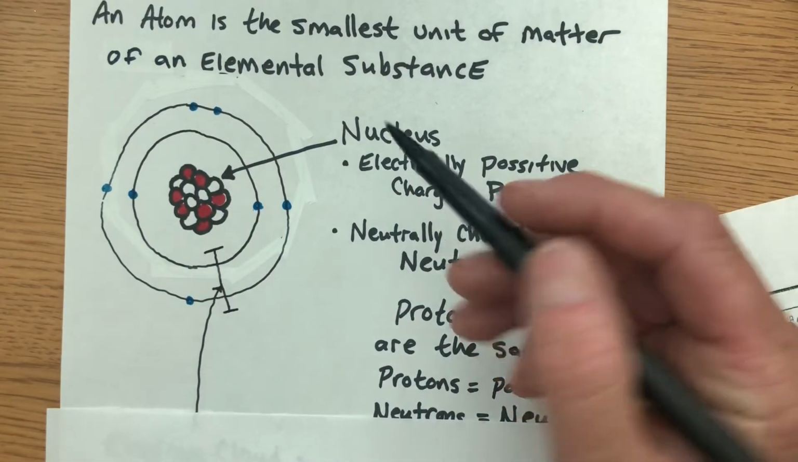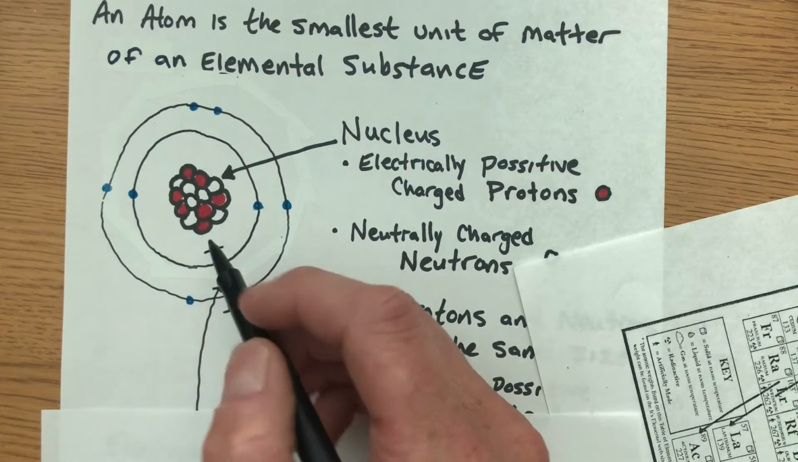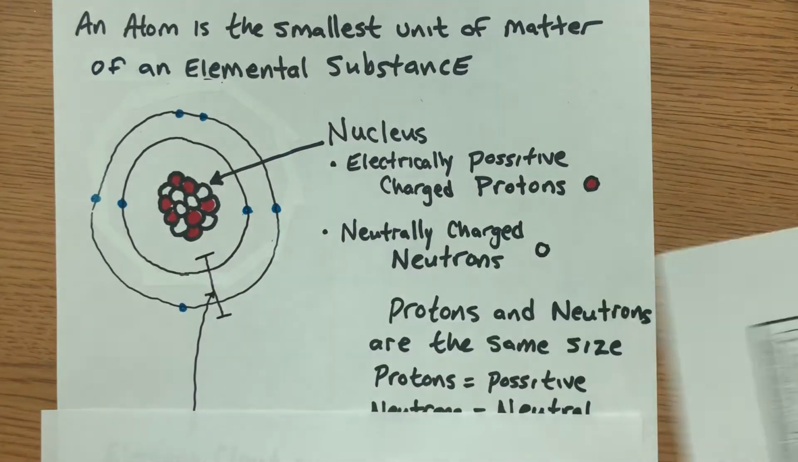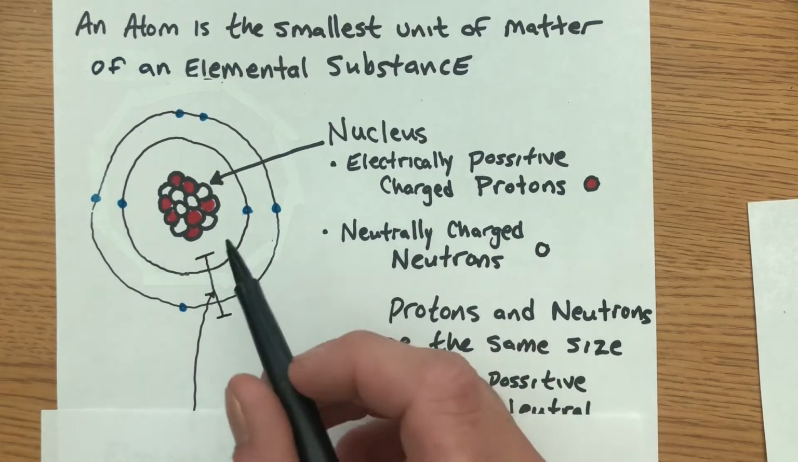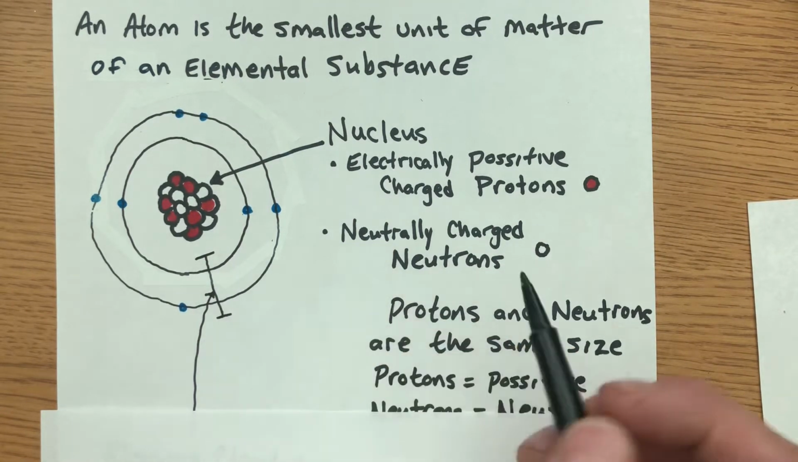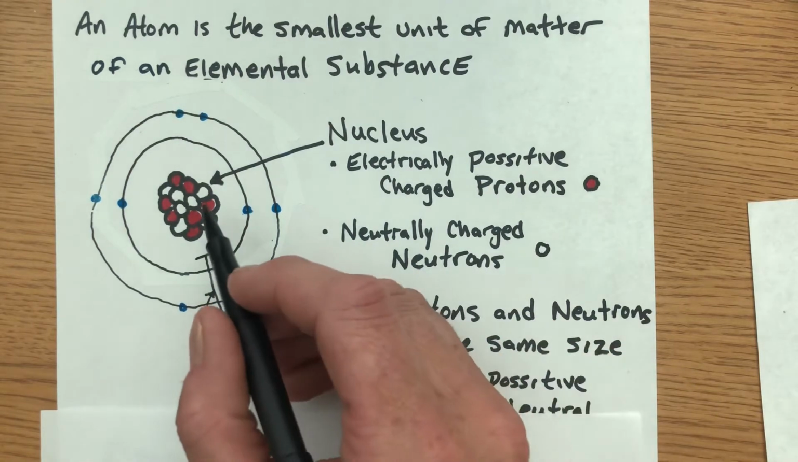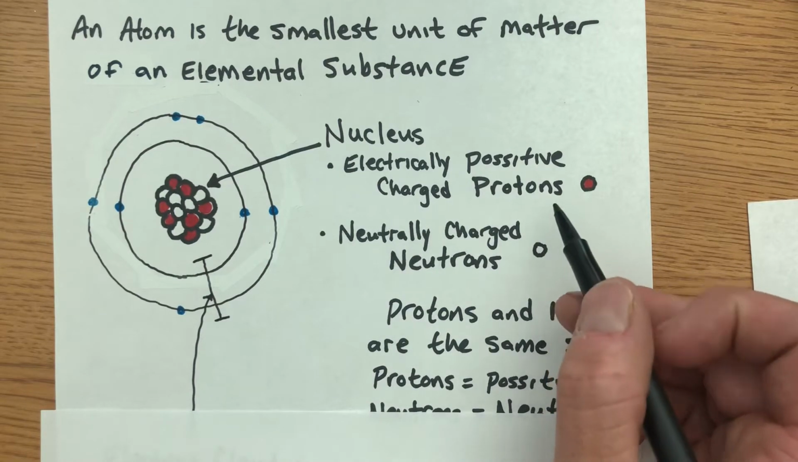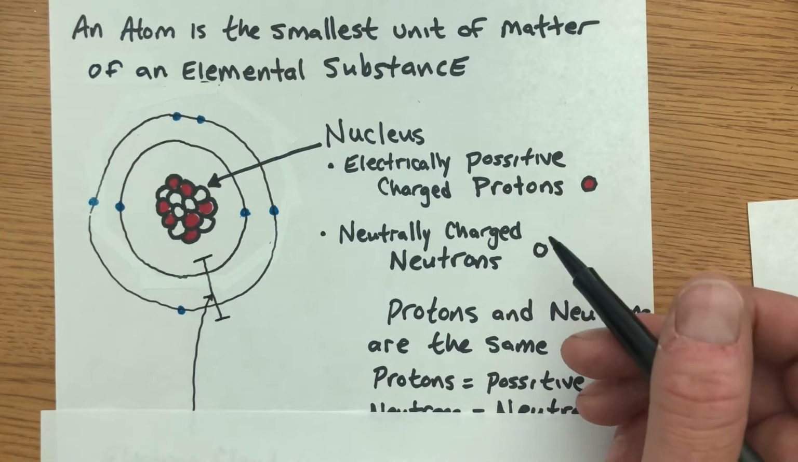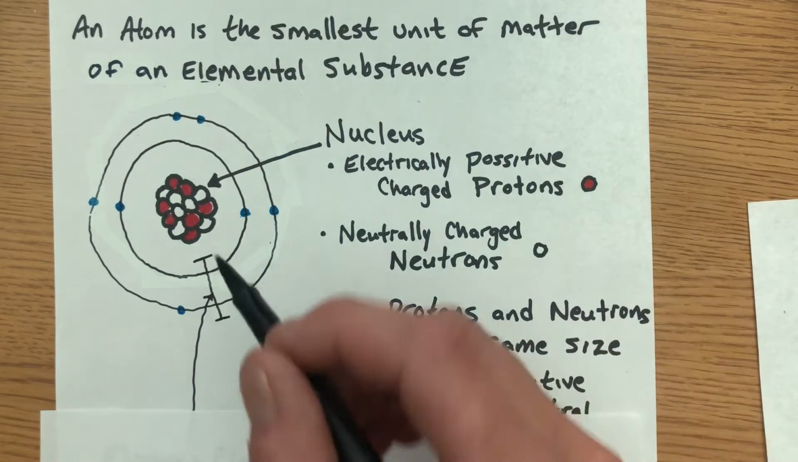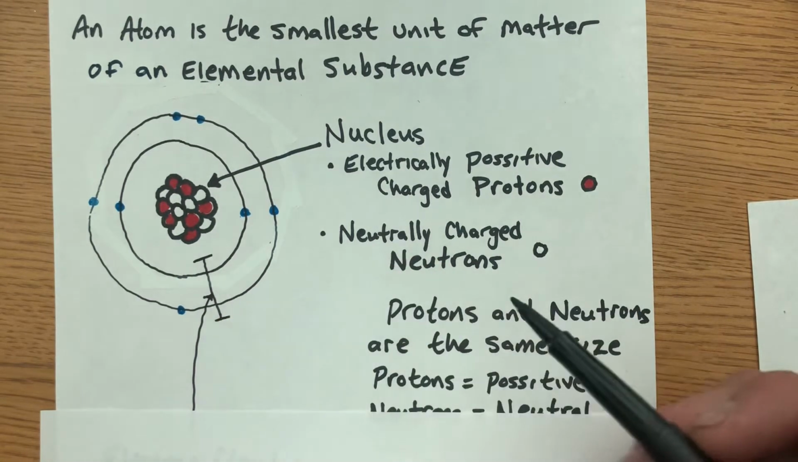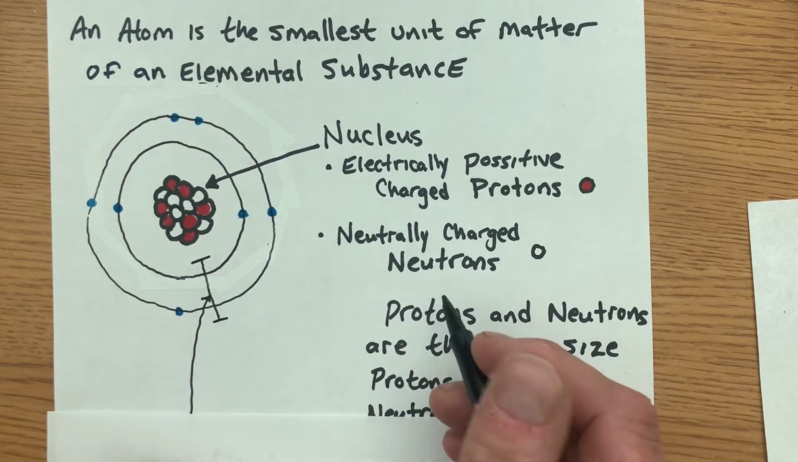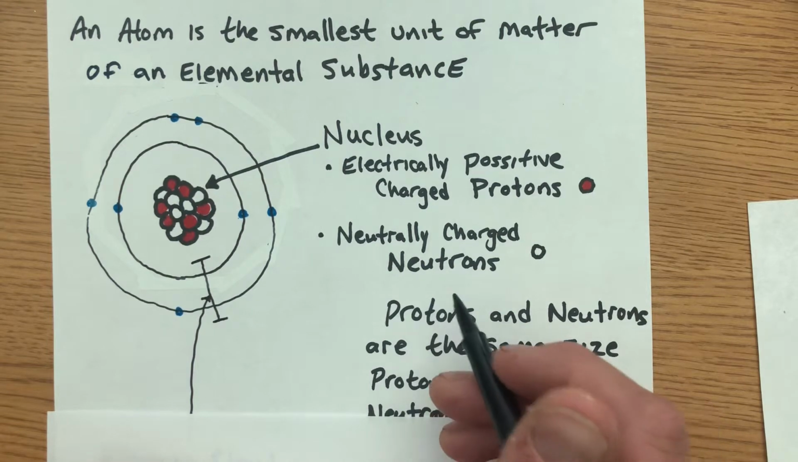All right, in the center we have what's called the nucleus. And in the nucleus, this is where all of the mass of the atom is. And it's made of two different, what we call subatomic particles. The ones that I've got here in red, those are what we call protons. Those are positively charged. They have a positive electrical charge. And then the white ones here, those are called neutrons, and these guys are neutrally charged. They actually do not have an electrical charge, okay?